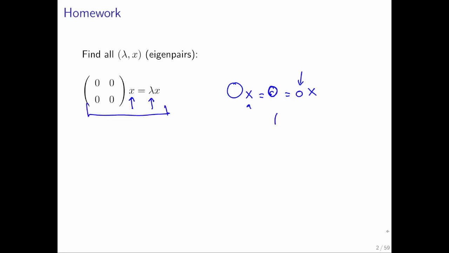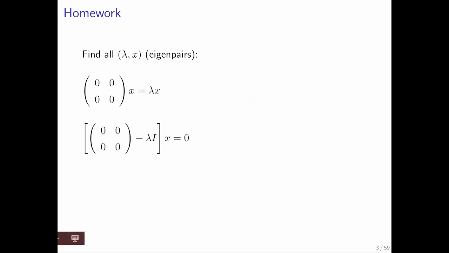So the way to characterize all vectors that satisfy that equation is given by the span of the unit basis vectors. And you have to just keep in mind that the zero vector is not of interest when we're looking for eigenvectors. Now, another way of doing it is to say, take the matrix, subtract off lambda times the identity.